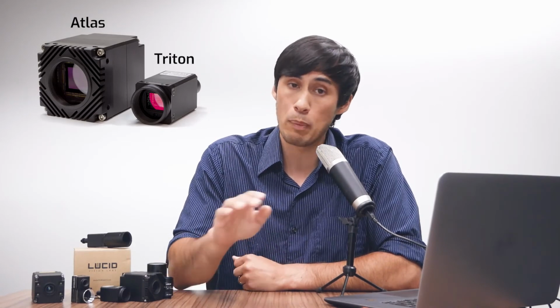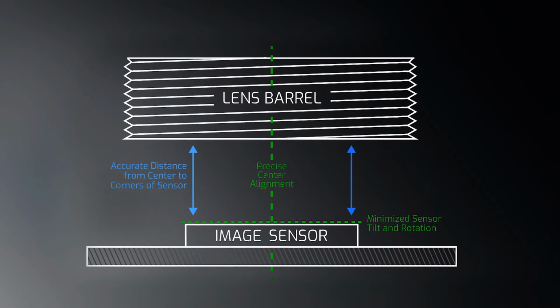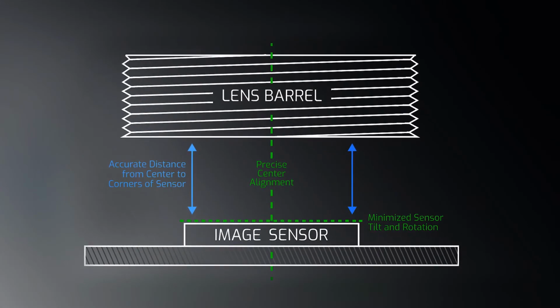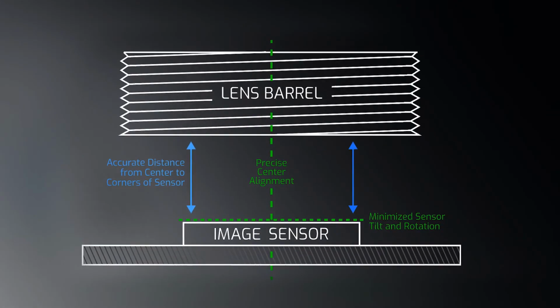At Lucid, all of our Triton and Atlas models employ active sensor alignment when the sensor is placed into the camera. This manufacturing step aligns the sensor actively during its placement by making very precise adjustments in real time as it calculates the maximum sharpness across the entire sensor plane. Once that calculation is made, it will fix all the imaging components in place. This ensures clear, sharp images from the center to the edge of the image.